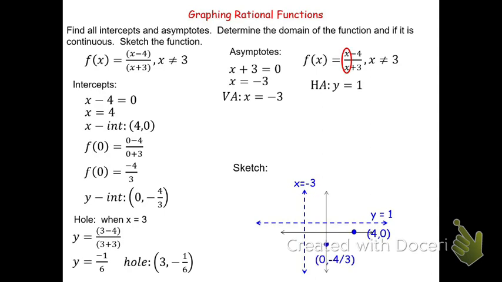Now there's one other point that I know. That's the hole. Now the hole is not going to be a solid point. Instead, it's open because it's missing. So (3, negative 1/6) would be about here somewhere. And notice I used an open hole to show that it's a removed point. It's not actually part of the graph.